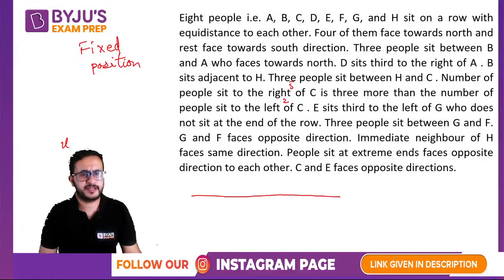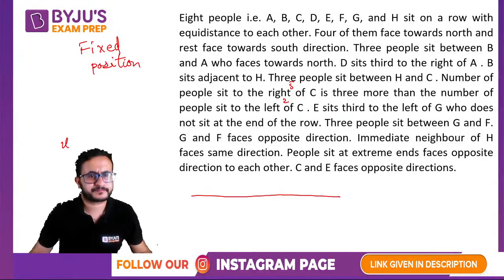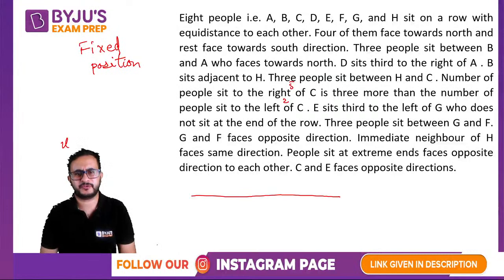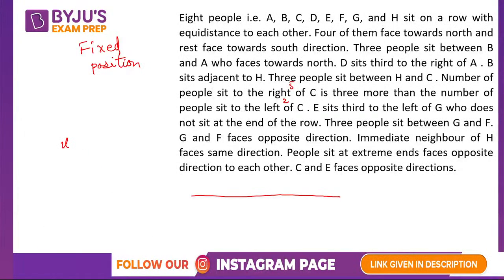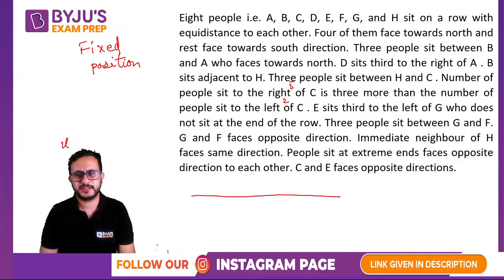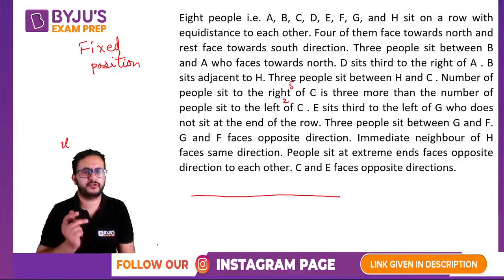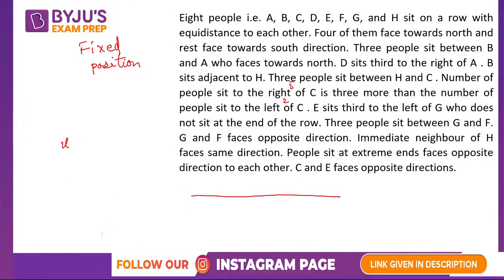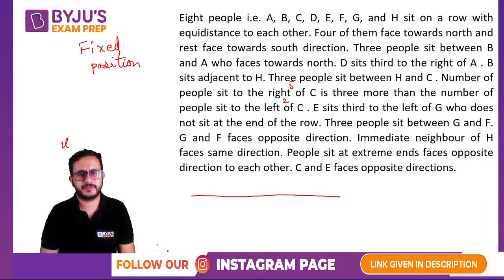Three people between B and A could be multiple possibilities. We do not know any position; A can be in the first position, second position, so multiple possibilities. Similarly for others, like D is third to the right of A, we do not know the position of A. But if you start with C, you will get only two possibilities, and accordingly we can adjust that.